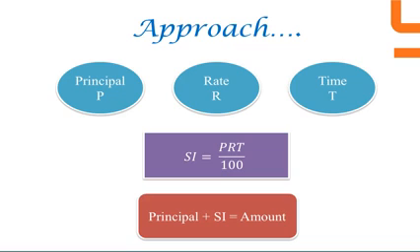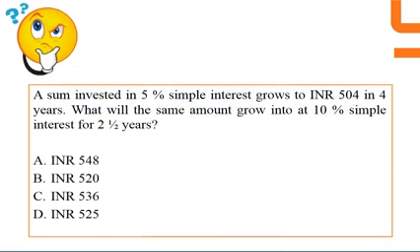Let's understand the application of this equation using an example. A sum invested in 5% simple interest grows to 504 Indian rupees in 4 years. What will the same amount grow into at 10% simple interest for 2.5 years? Let's see the options: 548 Indian rupees, 520 Indian rupees, 536 Indian rupees, and 525 Indian rupees.